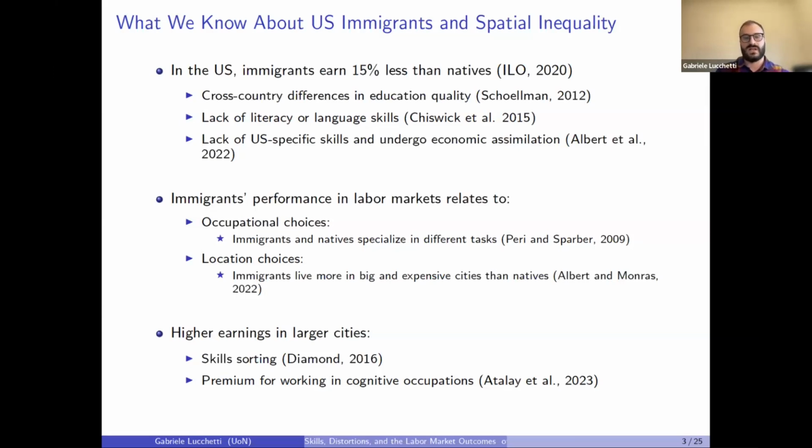But apart from these three facts, which all relate to immigrants' human capital, the performance of immigrants in the labor market relates to their decisions in terms of occupations and locations. In terms of occupational choices, the literature has documented that immigrants and natives tend to specialize in different tasks. In terms of location choices, the literature has studied quite well the fact that immigrants tend to live more in big and expensive cities relative to native workers. In big cities, workers tend to earn more than in smaller cities or rural areas. This relates to the skill sorting of workers: workers sort differently across space according to their skills, and certain occupations pay a premium to the workers who choose to perform them.